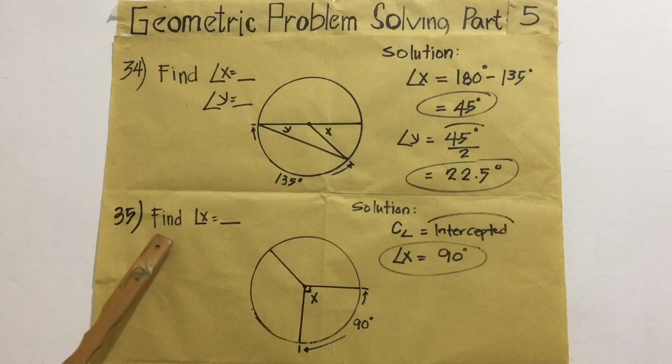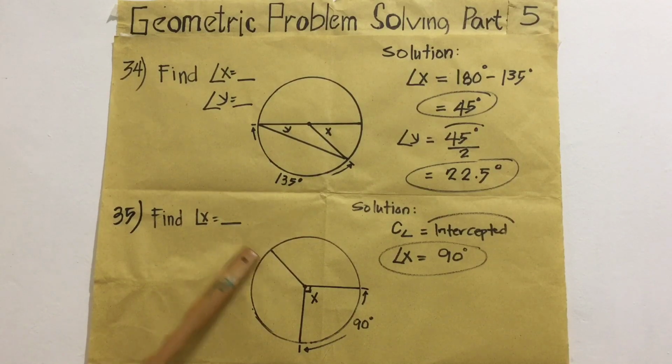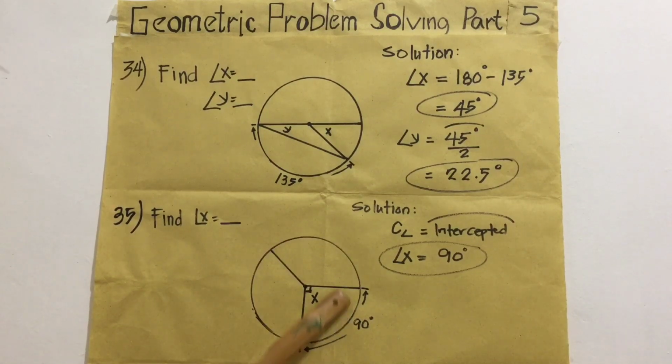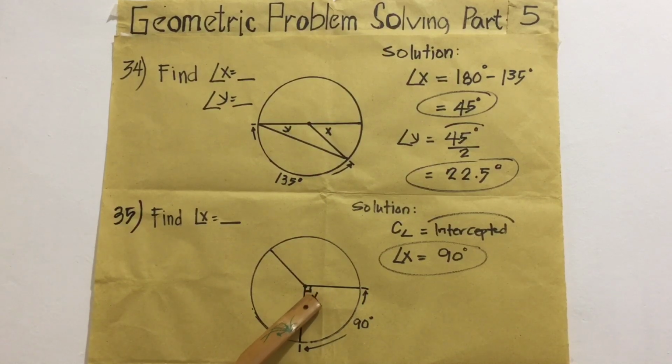Next problem, find angle x. So this is the given circle. Based on the given figure, we have here the 90 degrees. This is the radius of the circle. And for the measurement of this angle, since there is a box here, this will be equivalent to 90 degrees.